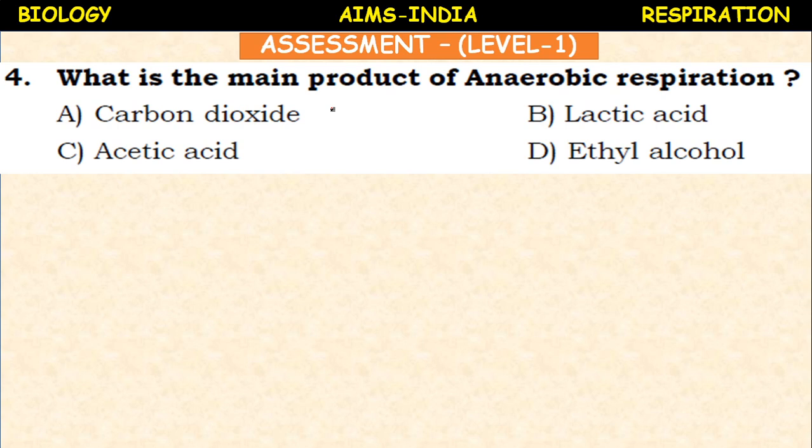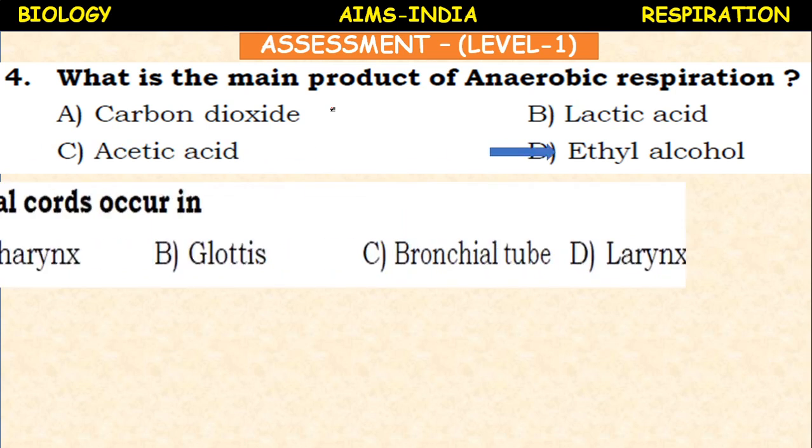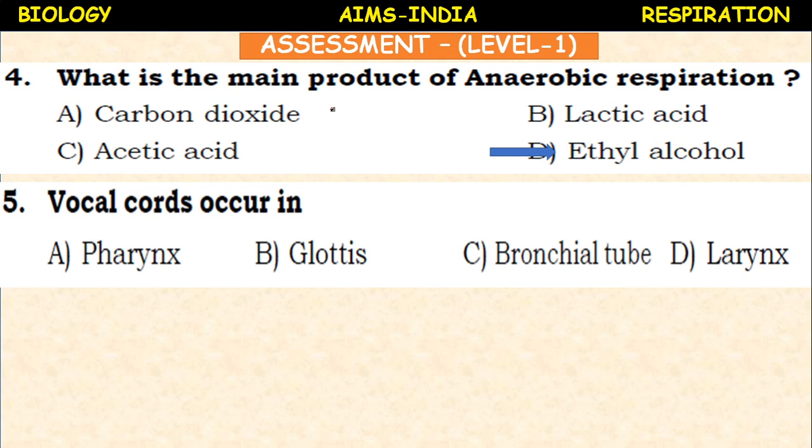Next, what is the main product of anaerobic respiration? Here the question asks for the main product. Carbon dioxide, lactic acid, acetic acid, ethyl alcohol. So ethyl alcohol is the main product of anaerobic respiration. Vocal cords occur in pharynx, glottis, bronchial tube, or larynx. Vocal cords are present in the sound producing organ. What is the sound producing organ? Larynx.